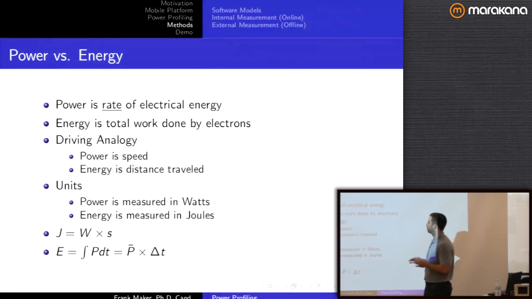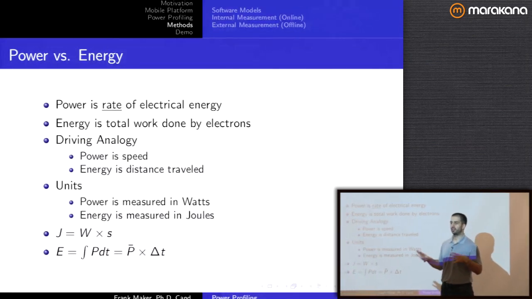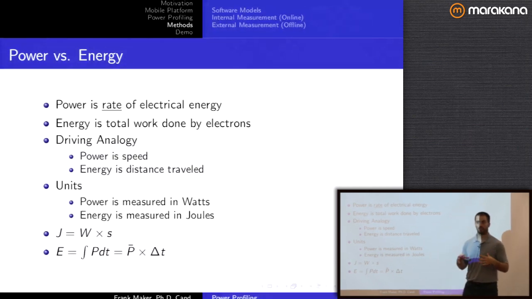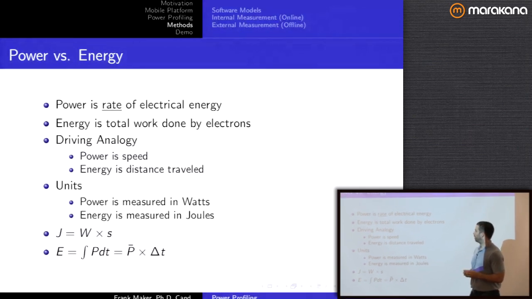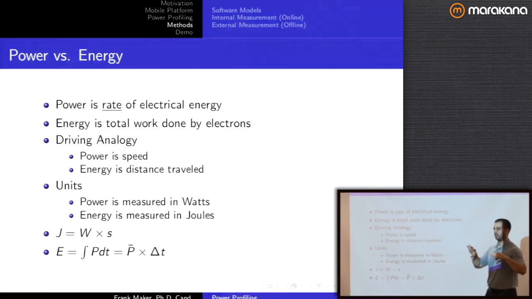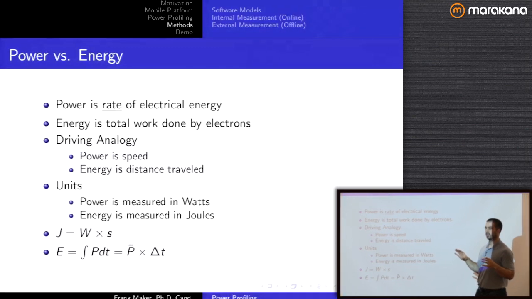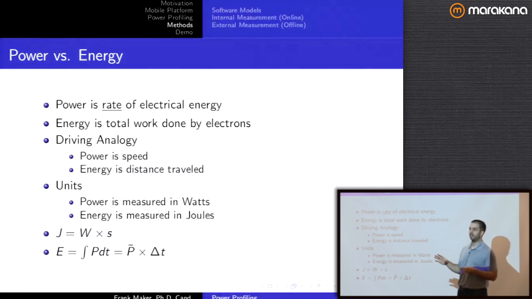So now I'm going to talk a little bit about what power and energy are, just so we're clear on our terms before I get to how to actually do the measurements. So feel free to ask questions, because people can typically get hung up on this. So power is a rate of electrical energy. So it's like how much the electrons are moving and how fast they're moving to give you a certain amount of power. Energy is actually the work being done.